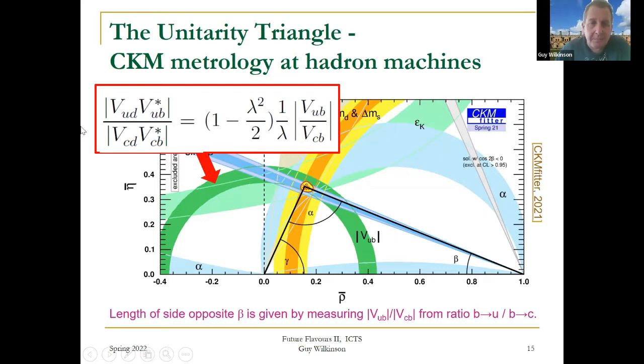Okay, so there's more going on here, but this approximates to the magnitude of VUB over VCB. So this is essentially, in amplitude terms, the difference between the probability of a B to U decay, that's a charmless B decay, compared to the more dominant charm B decay. So this is what we need to access.